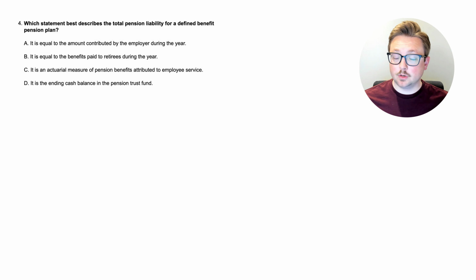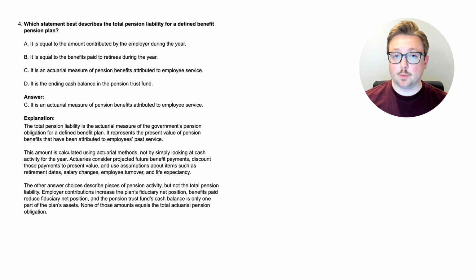Based on what we've learned, you might have an idea. If not, that's okay. But go ahead and pause the video, give this a guess, and when you're ready, come back. We'll look at the answer together. All right, here we are. The answer is C. The total pension liability is an actuarial measure of pension benefits attributed to employee service.